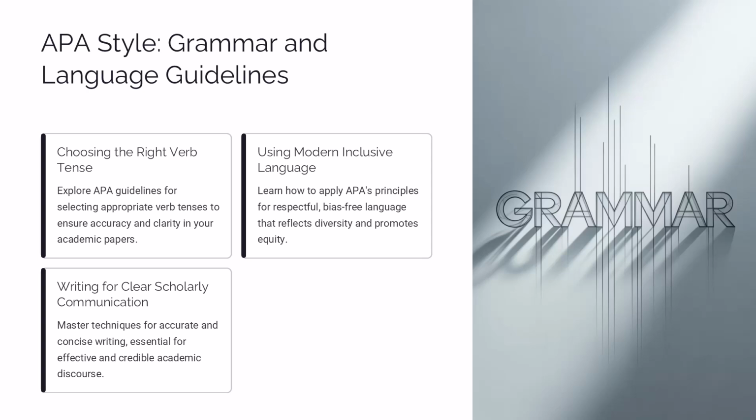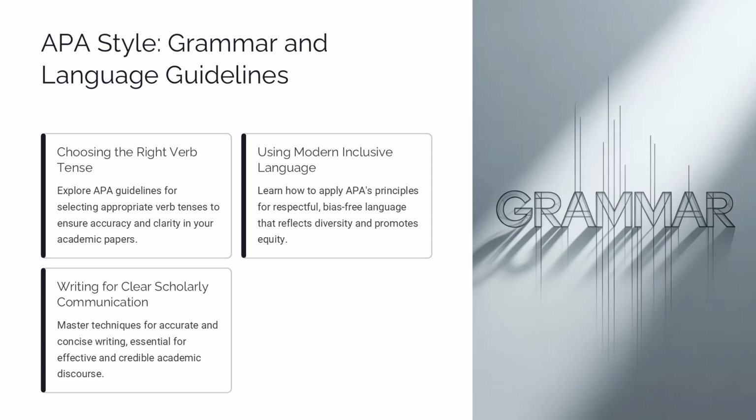We'll explore strategic verb tense usage, modern approaches to inclusive language, pronoun guidelines that respect diverse identities, and the mechanical precision that supports clear, respectful, and effective scholarly discourse. These language skills are essential for participating in contemporary academic conversations with sensitivity, precision, and professional competence.